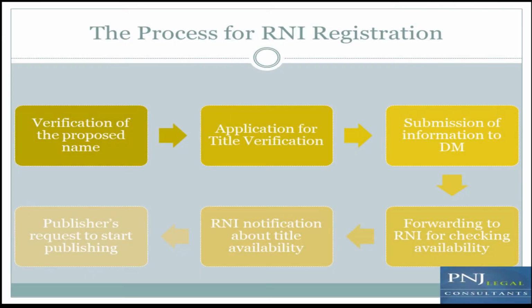So, we have a fixed process for RNI registration. It involves 6 steps. Firstly, there is verification of the proposed name. Secondly, the applicant makes an application for title verification. Thirdly, the information is submitted to the DM. Next, it goes to the RNI for checking availability of title. And when RNI notifies about the availability of the title, the publisher may request permission to start the publication. Now, let us look at these points in detail.